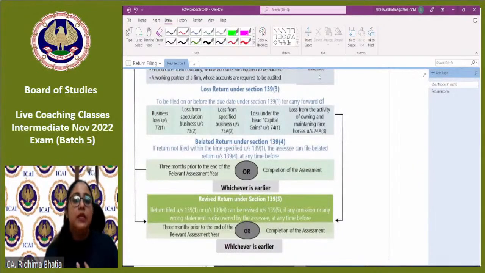No, Rama, they give you notices, they give you opportunity of hearing, and they assess your income. ठीक है? They assess your income. The moment they assess the income and pass the final order, after that you cannot file a belated return or revise your return. ठीक है?